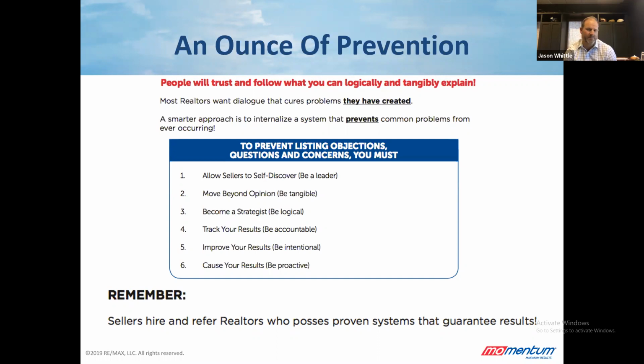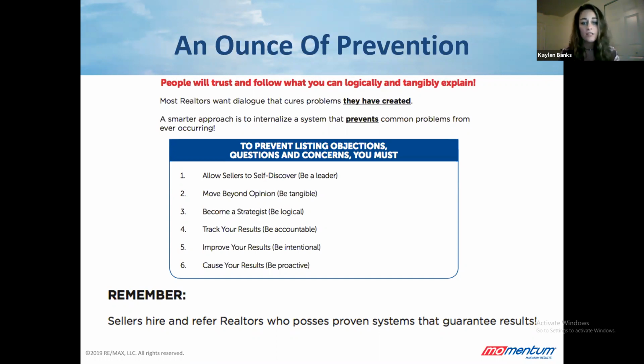It's going to take away some of these things. Absolutely. A couple other ways to prevent objections from the start is move beyond opinion. People are always going to trust and follow what you can logically and tangibly explain. That's a belief. You want to become a strategist.